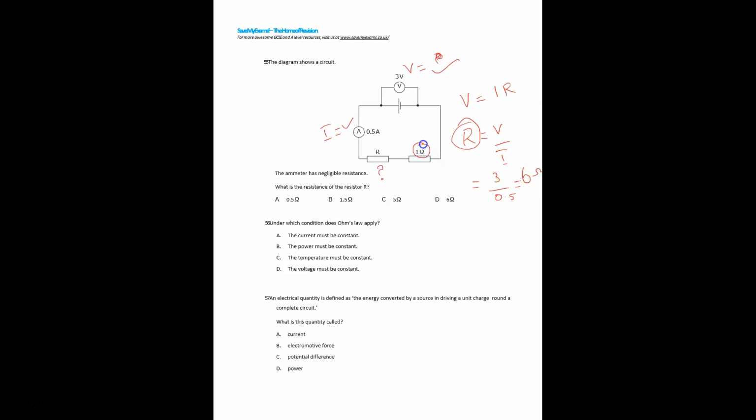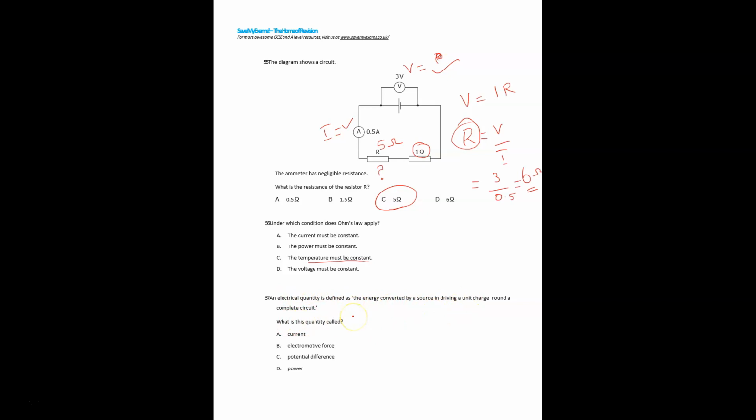So how many ohms are here? 1 ohm. So it is a series circuit. How many ohms must be here to get 6 ohms? 5. So 5 plus 1 ohm is equal to 6 ohms, so your answer is 5. Under which condition does Ohm's law apply? The temperature must be constant.